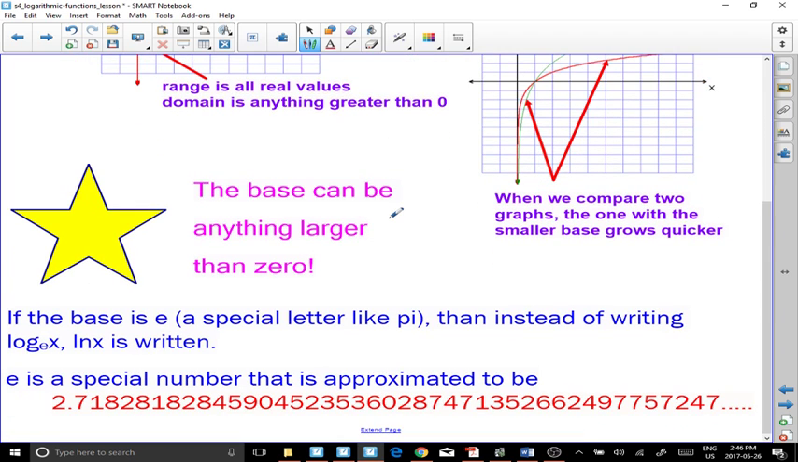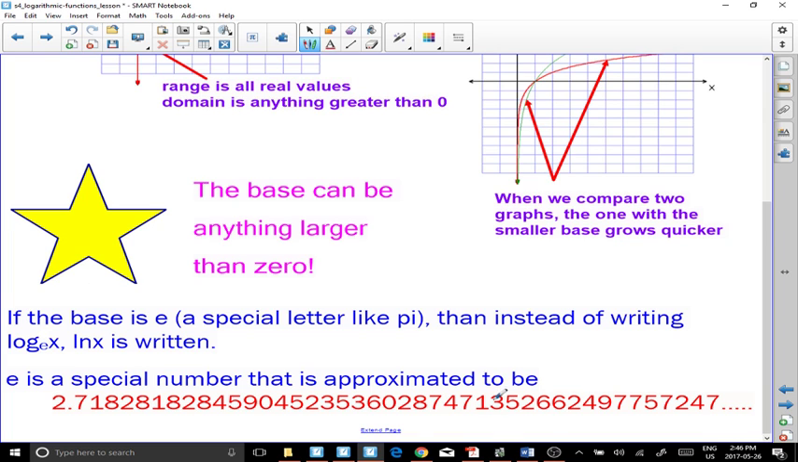If the base is e, now what is e? E is like pi. It's a constant. It's a number that we always know what it is. E is 2.718281828 and so on. We don't write it as the log base e of x. We write it as ln of x. And all calculators, even scientific calculators, have an ln x button.